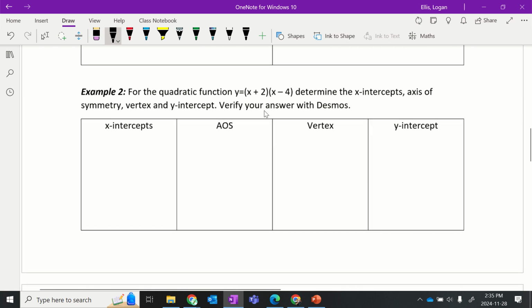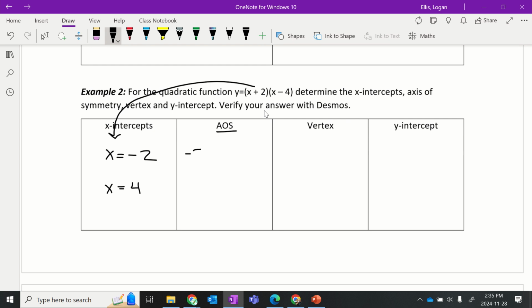That's what we'll do tomorrow. Here's another example. So x plus 2, x minus 4. Remember, x always lies. And so you're going to get 2 x-intercepts. Instead of plus 2, it's going to be minus 2. Instead of minus 4, it's going to be plus 4. AOS stands for axis of symmetry.